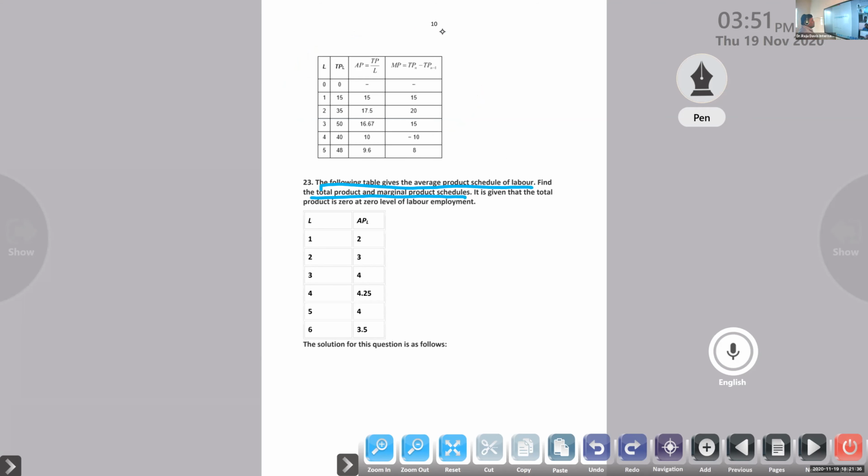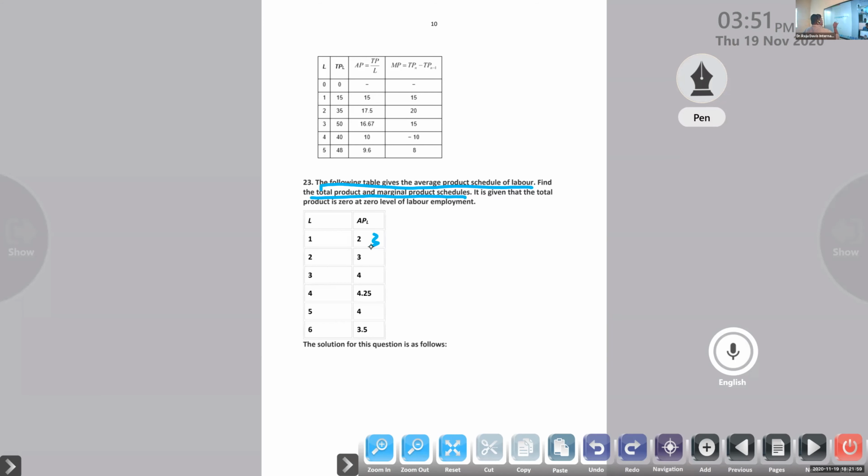Just make a change in the question here. Labor is one only. APL is changed to 3. Make a change there in the question, or draw the table and write the question. This is the 23rd question from your textbook. The table is there. Make the correction with a pencil.